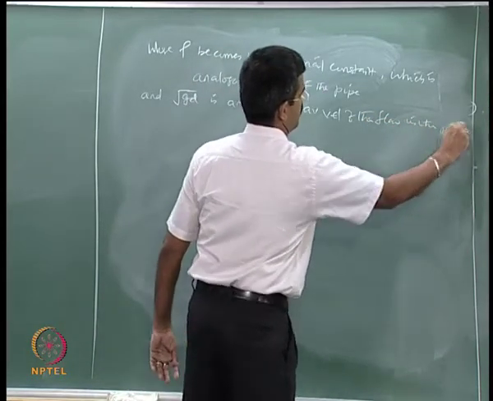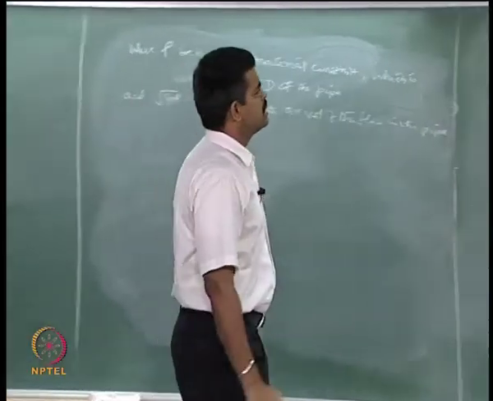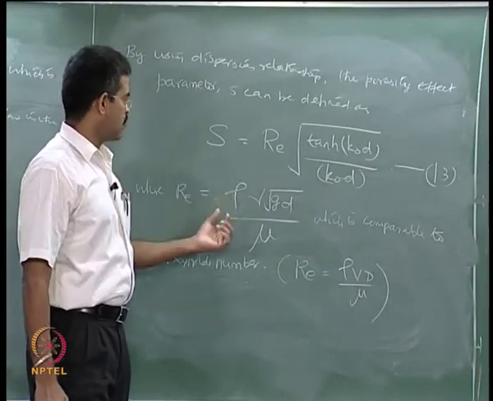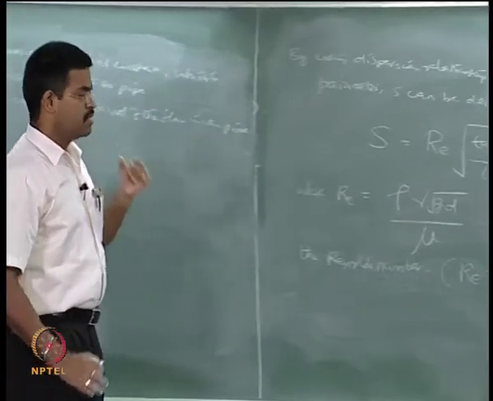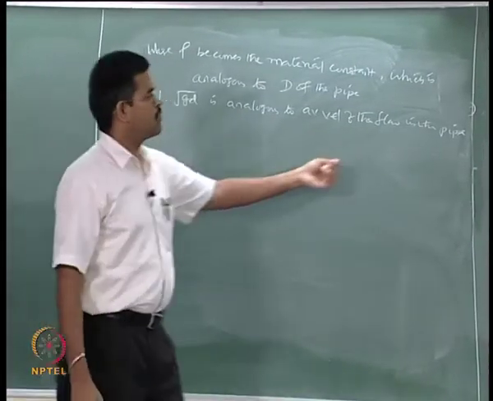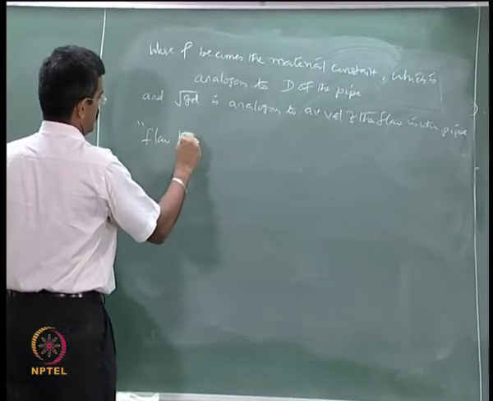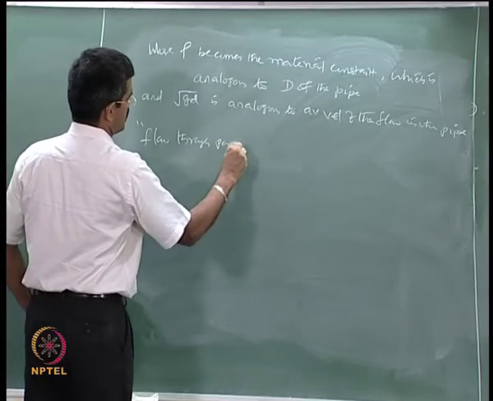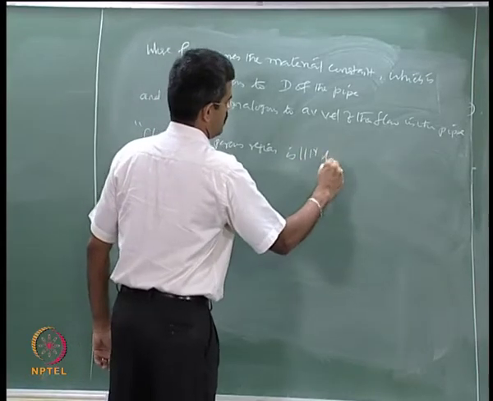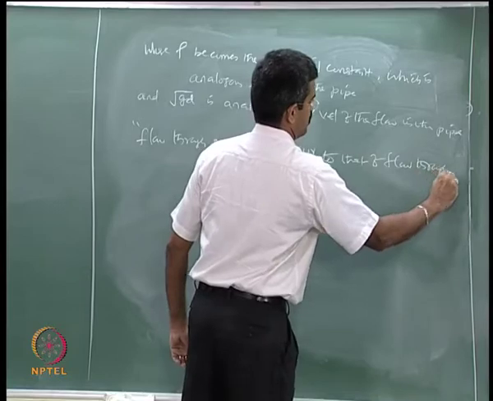So, what it means is, once we can establish the porosity effect parameter as similar to that of Reynolds number, which indicates that the fluid flow is similar to that of a pipe. So, I can say now the flow through porous region is similar to that of flow through a pipe.